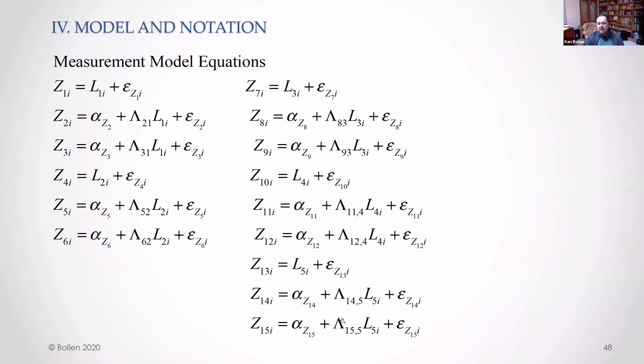You can view every one of these equations like little regression equations. So Z2 is a regression equation of what we would get for the second measure regressed on L1. There's going to be a regression intercept, and there's going to be a regression coefficient. The lambda 2,1 is the regression coefficient. If you have seen factor analysis, you would call that regression coefficient a factor loading. But they're the same thing. A factor loading is a regression coefficient. And here is the error term for that Z2. And we have that same structure throughout.